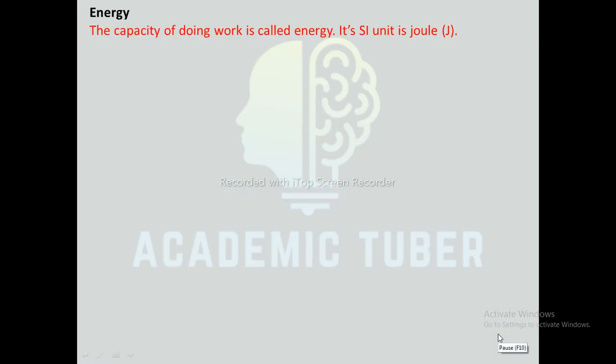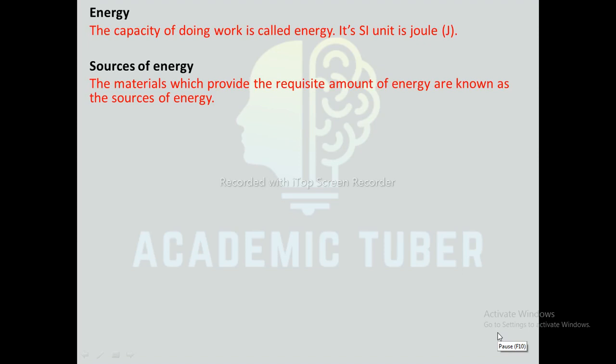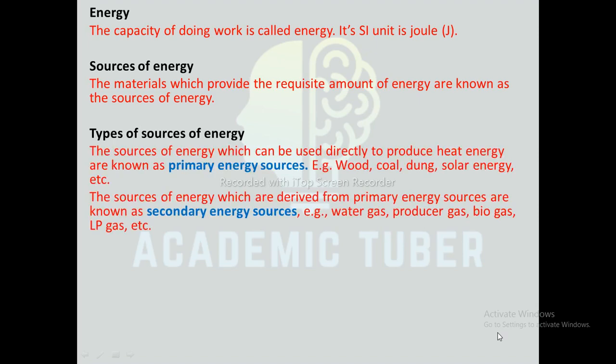Energy. The capacity of doing work is called energy and its SI unit is joule. Sources of energy. The material which provide the requisite amount of energy are known as sources of energy. Energy can be obtained from different sources. The sources of energy are classified as primary and secondary source.